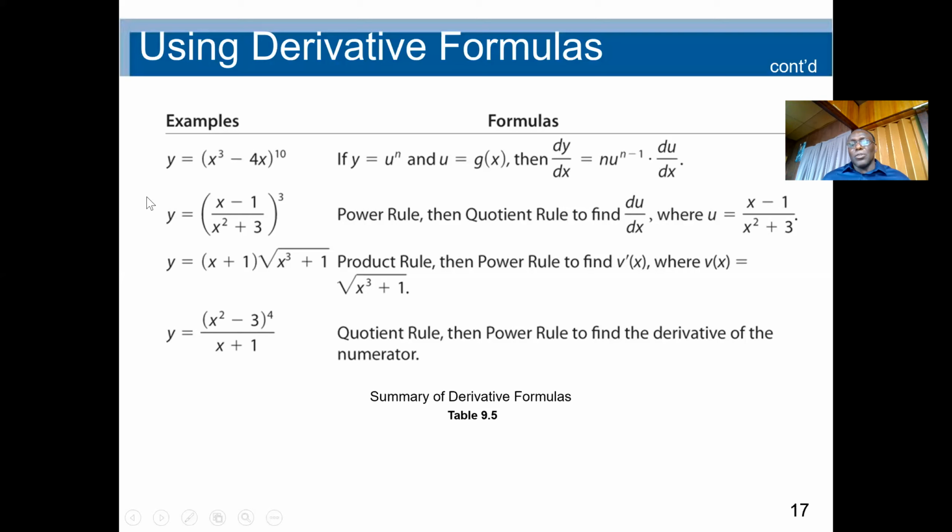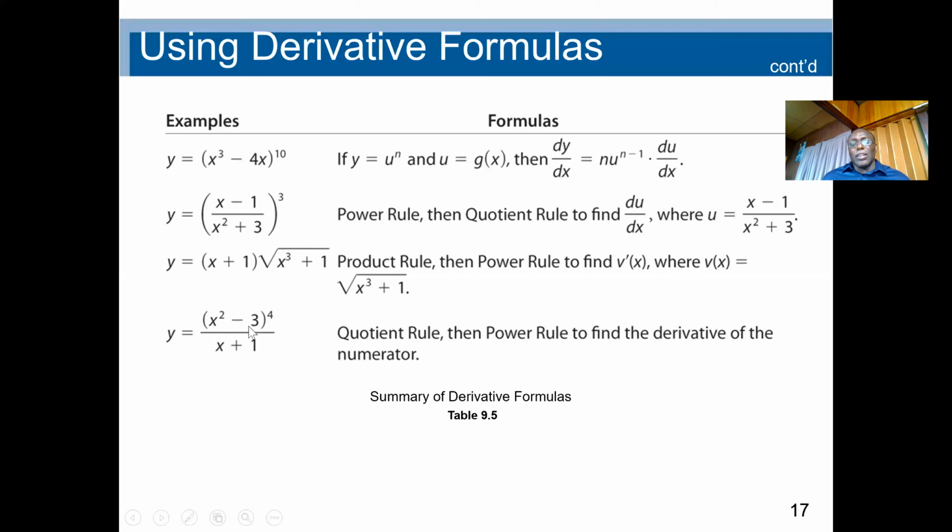Again, one more time, hopefully you can see my cursor. In this question here, we have the power raised to everything. So we have to use the power rule first, then the chain rule for the quotient. But here, the power affects only the numerator. So we have to use the quotient rule first. Then when we are finding the derivative of the numerator, we use the power rule.